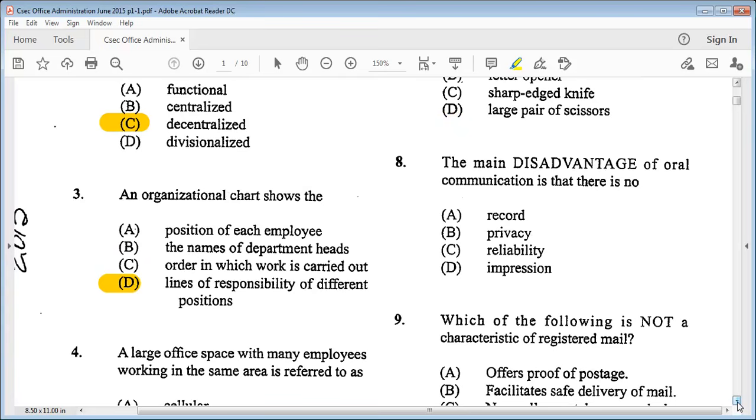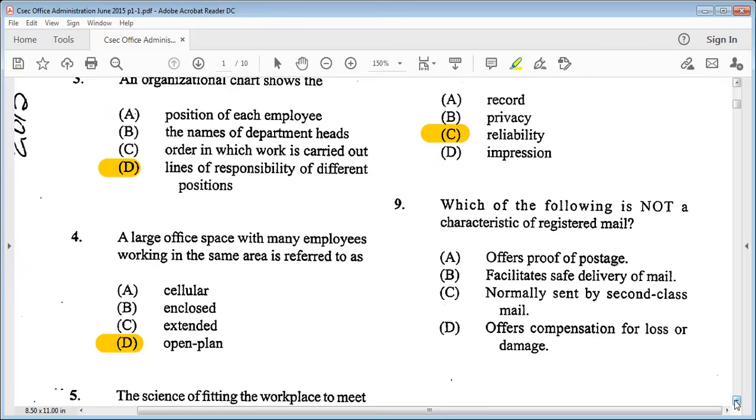The main disadvantage of oral communication is that there is no A. Record, B. Privacy, C. Reliability, or D. Impression. As we said, this disadvantage of oral communication, we know it would be C. Reliability. Let's go on to question number 9.